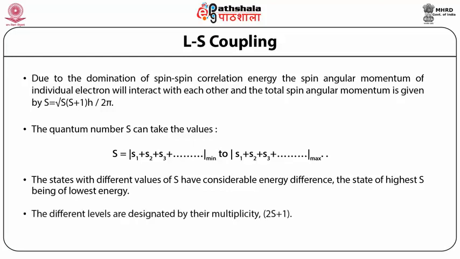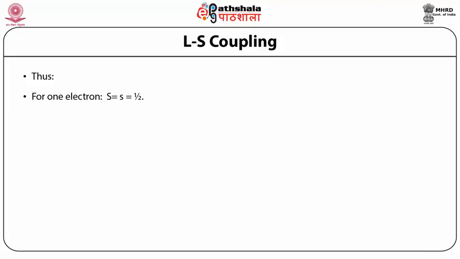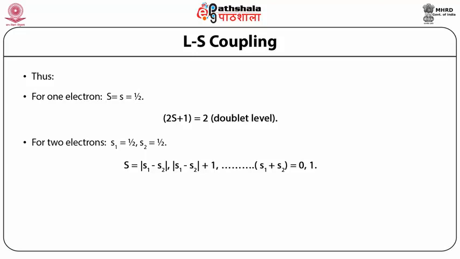The different levels are designated by their multiplicity 2S plus 1, and thus for one electron, capital S is equal to small s is equal to 1 by 2, so that 2S plus 1 is equal to 2 and we get the doublet level. And for 2 electrons, S1 is equal to 1 by 2, S2 is equal to 1 by 2, writing capital S is equal to S1 minus S2, S1 minus S2 plus 1, and up to S1 plus S2, we get 0 and 1, and 2S plus 1 gives us 2 levels, singlet and triplet. Corresponding to S is equal to 0 we get singlet and corresponding to S is equal to 1 we get triplet.